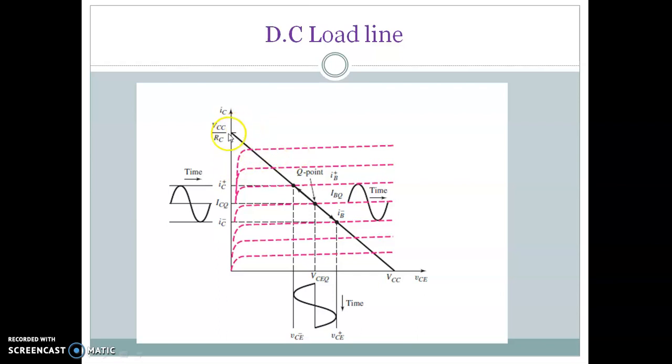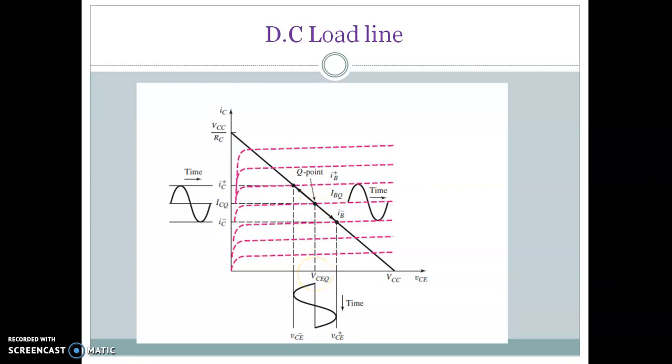So this is a curve, or this is a line which we know, because in your unit 1 you would have studied what is your DC load line. So this is the operating current where we fix up the point, your operating point. So this is the IBQ and this is the VCQ.